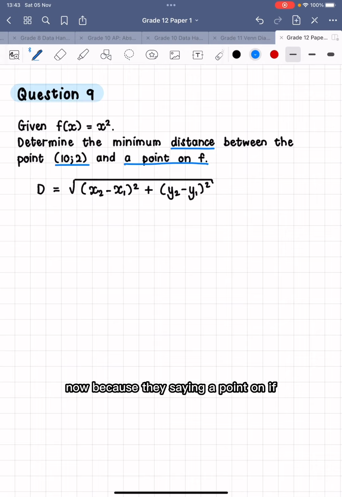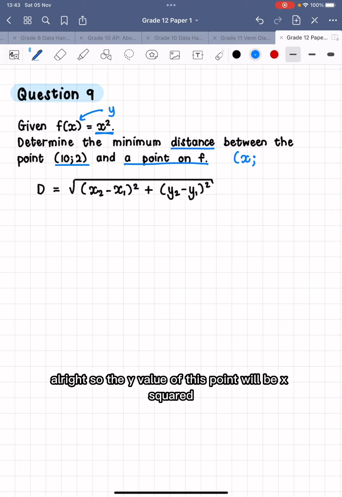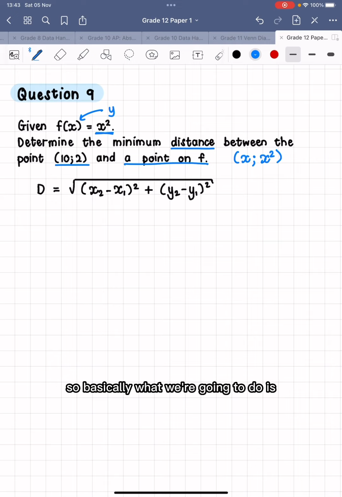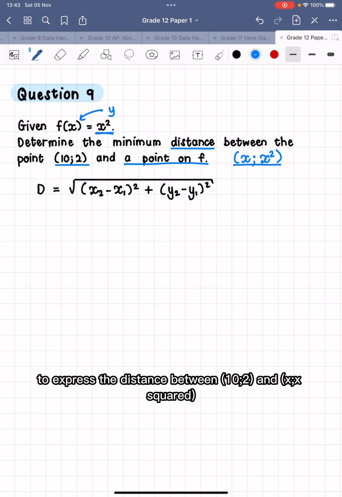Now because they're saying a point on f, it's not a specific point, it can be any point. A point on f will always have an x value of x, and if the x value is x, the y value will be the function, because remember that f of x means y. So the y value of this point will be x squared. So we're going to use the distance formula to express the distance between (10, 2) and (x, x squared).